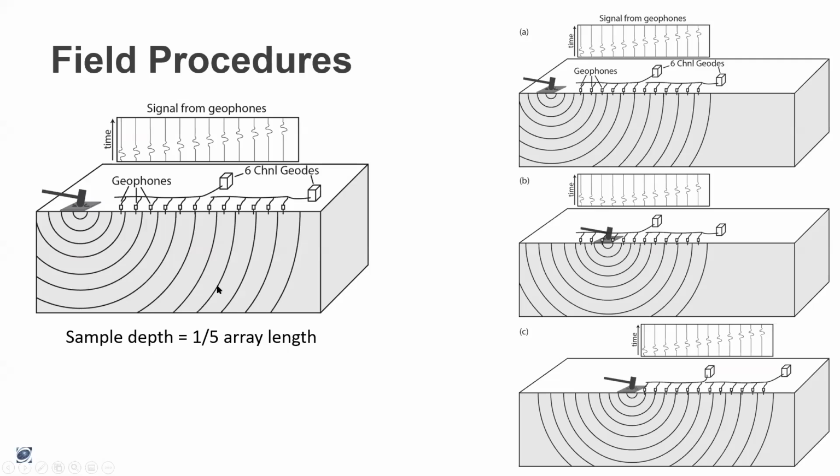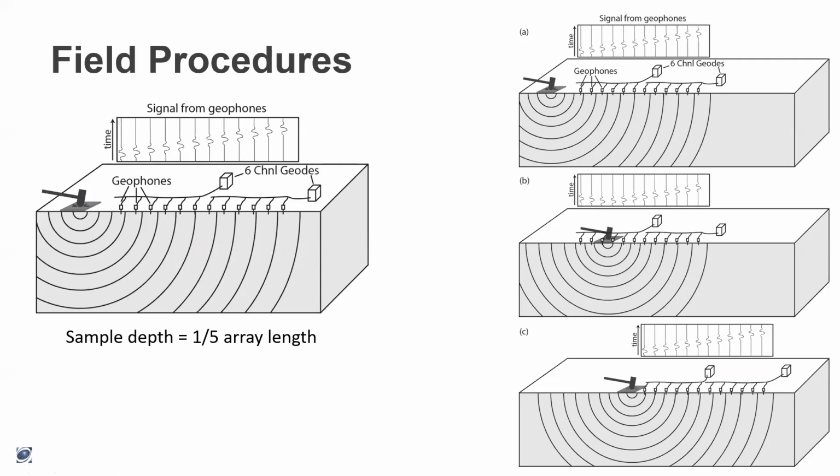So in that video, we showed what we would call a fixed array survey. That's where we lay out our array and we don't move it. So this is kind of a simplified diagram. We've got 2 geodes with 6 channels each, a little bit unrealistic, but much easier to draw. And we would hit the ground at the very edge of the array, a couple times within the array, and that would be our survey.